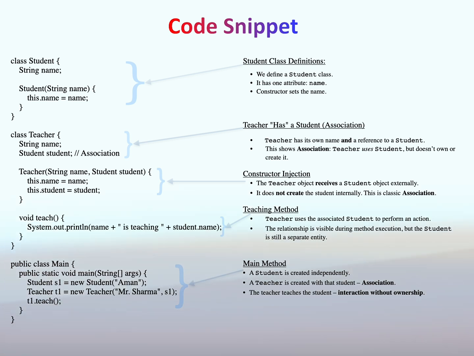And now we have the main method. A student is created independently. A teacher is created independently and the student object is passed to it. A teacher teaches the student. Interaction without ownership. So we first create a student named Aman. Then we create a teacher named Mr. Sharma and pass Aman as the student. When the teach method runs, it says Mr. Sharma teaching Aman. That's association. The teacher knows the student, but neither one owns or creates the other.